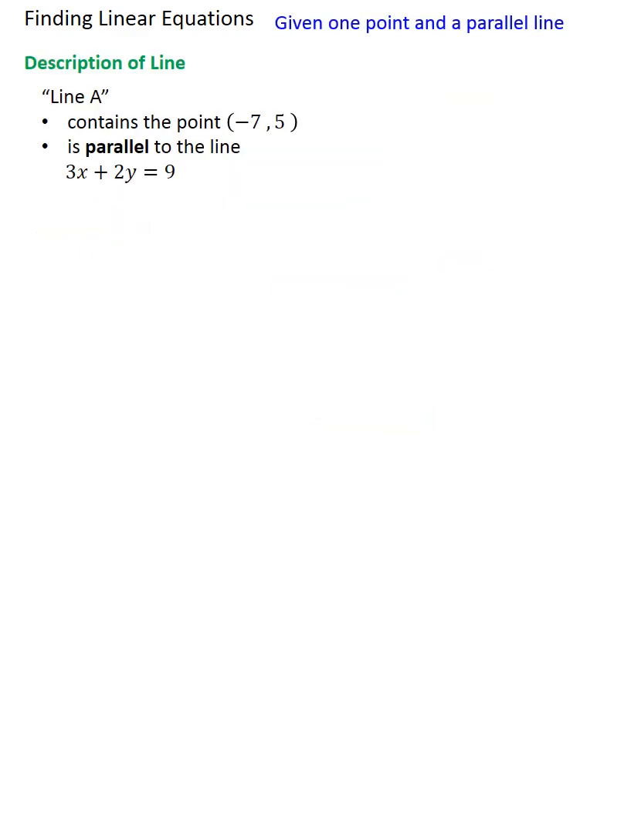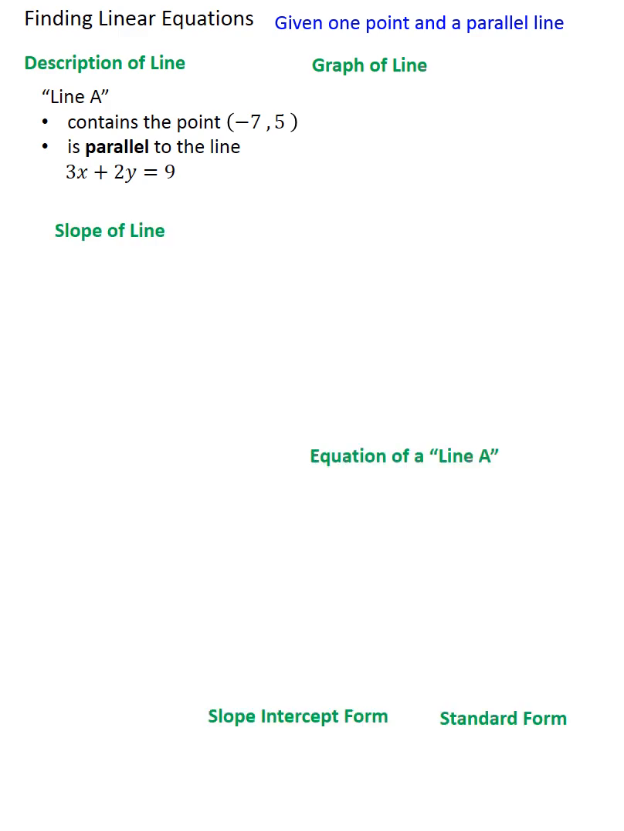Here's our situation. We want to be able to find the equation of a line if we're given two things about it. Notice the bullet points here. One, it contains a certain point and it's parallel to some other line from some equation. Now you may recall in general from a previous video that the process we go through is we graph the line, we find its slope, we then find the equation, and then put it in whatever form is specified by the problem. If you haven't watched the previous videos, that's okay, but that is the general process we followed last time.